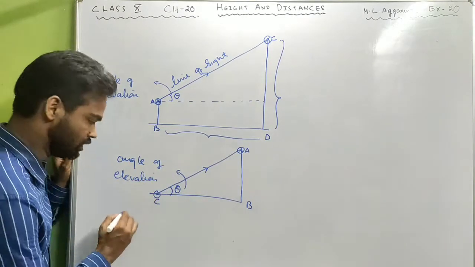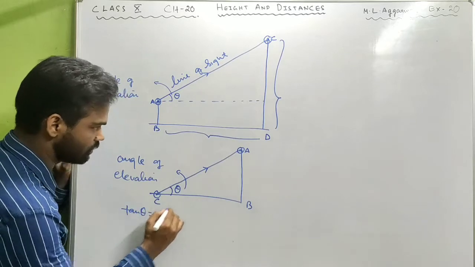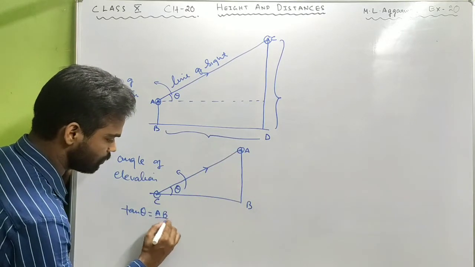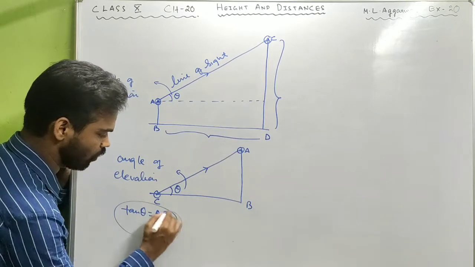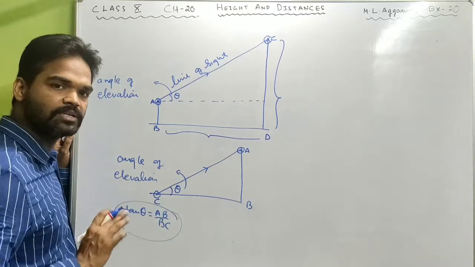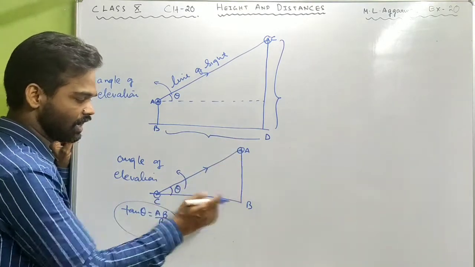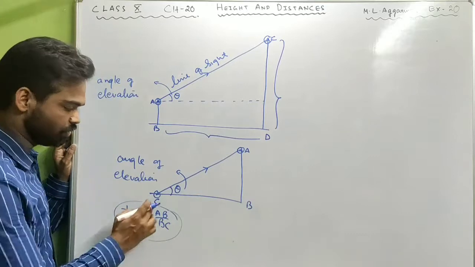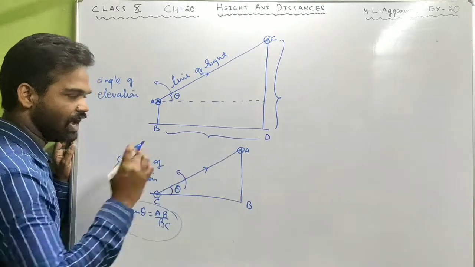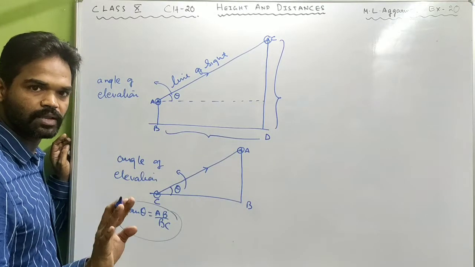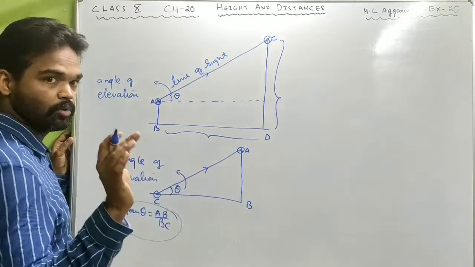Now the tangent, tan theta, is AB by BC. So if we know two quantities, the third quantity can be easily known. So we can get the height or the distance between the point C and the building AB. Is it clear? Now there's one more term.